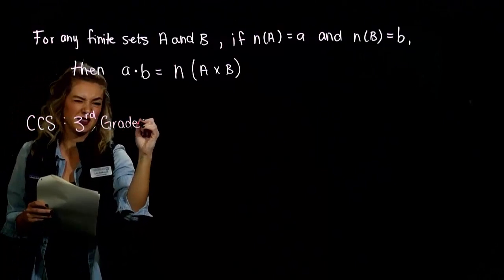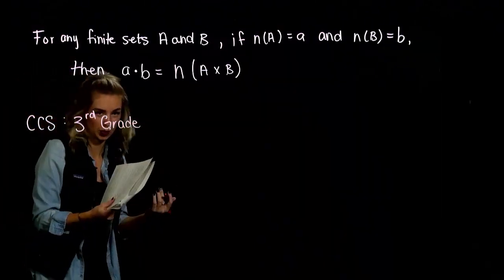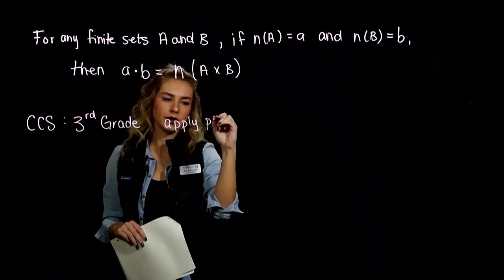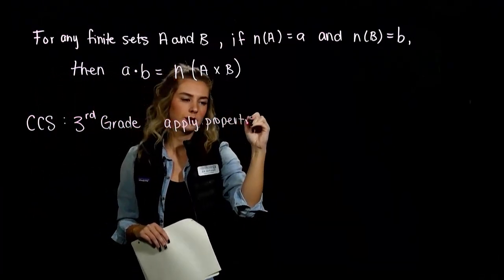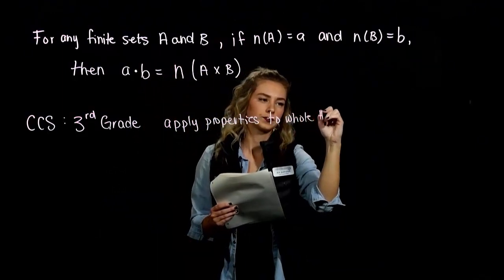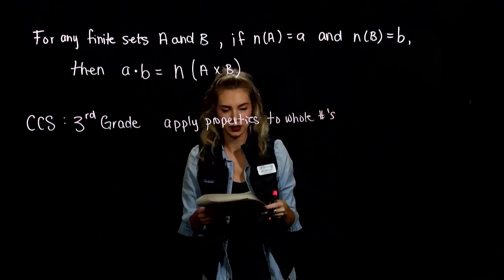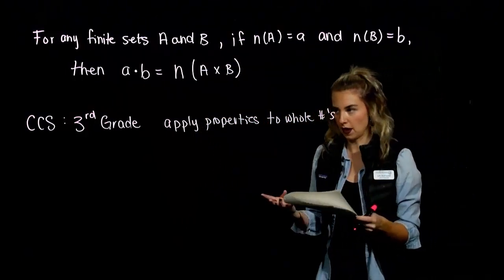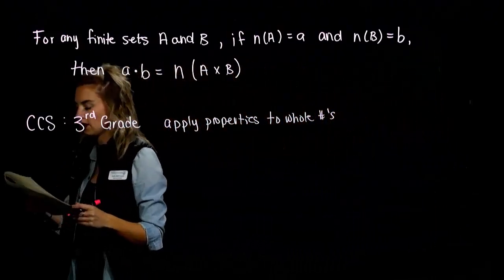What else should they be able to do at this point? We should be able to apply these properties to whole numbers. And specifically, what properties of whole numbers are we dealing with? We're going to look at four of them, and we need to know these different definitions.